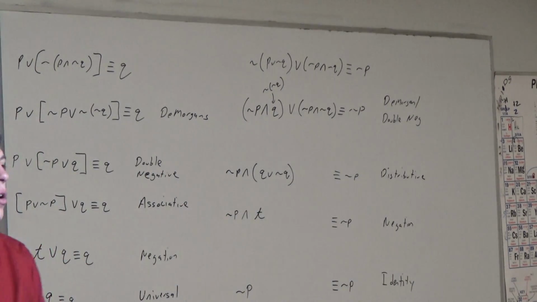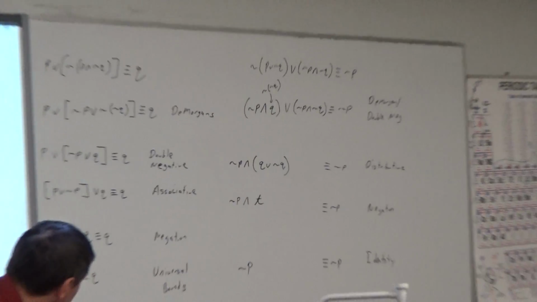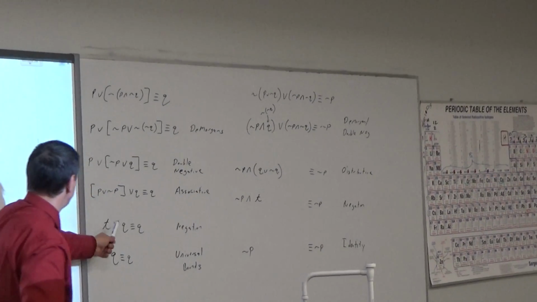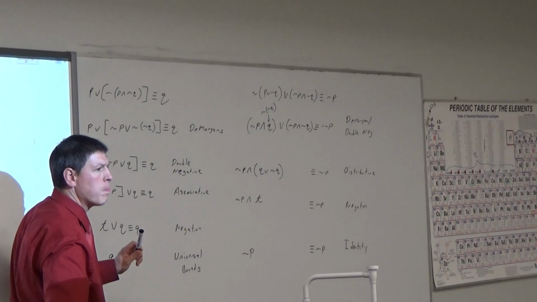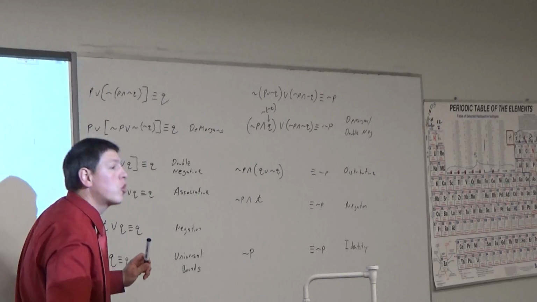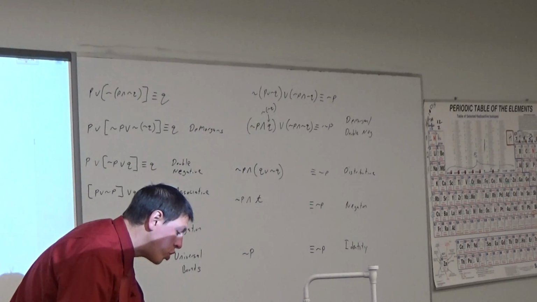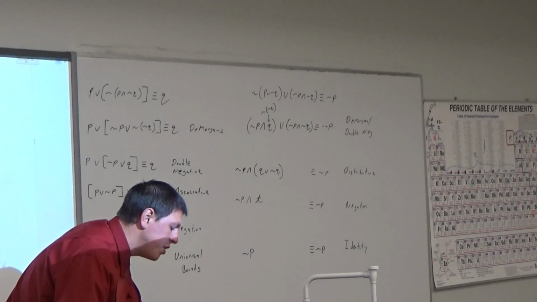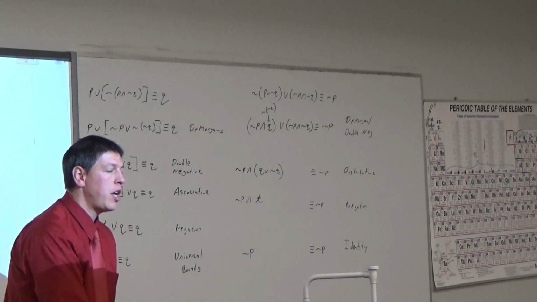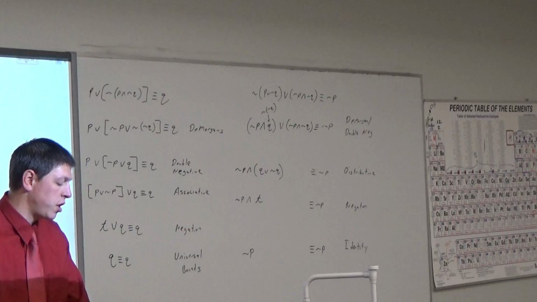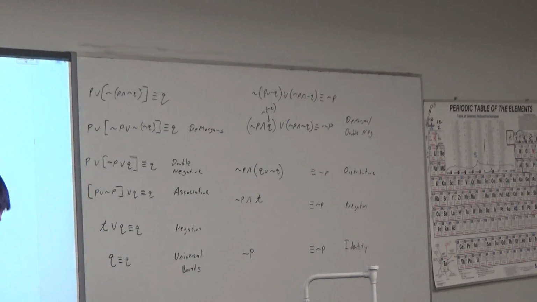All right, please, sir. Going back to the last one, the T or Q. On this sheet, it says for universal bounds, P or T equals T. Correct. So why did we hold Q on? Oh, you know what, it should be P or T is equal to P. I'm sorry, make that change on the sheet. Whoever put this together must have made a terrible error on that.